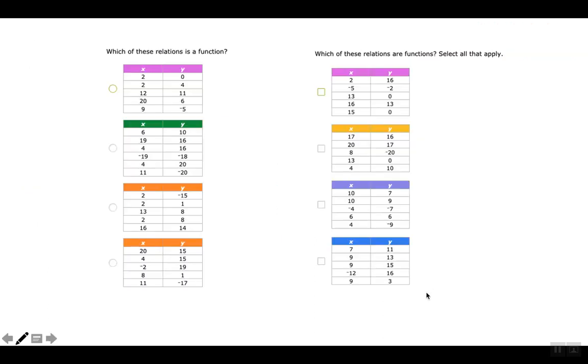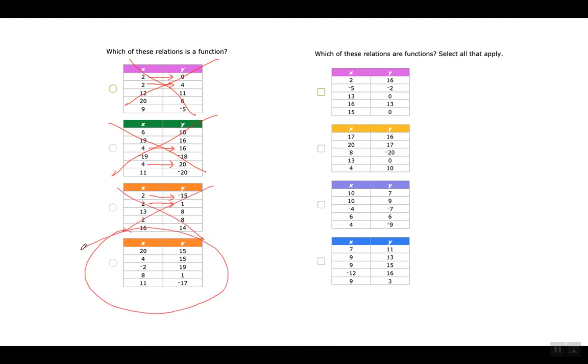Alright, let's look at some other examples. Alright, same exact thing. Esta es la misma cosa. Alright, so it says, which of these relations is a function? Alright, so the first one is wrong because, look, when x is 2, y is 0, and when x is 2, y is 4. Wrong. Okay, this one, when x is 4, y is 16, and when x is 4, y is 20. Así que este está mal. This one, when x is 2, y is -15. When x is 2, y is 1. So this is the only correct answer.